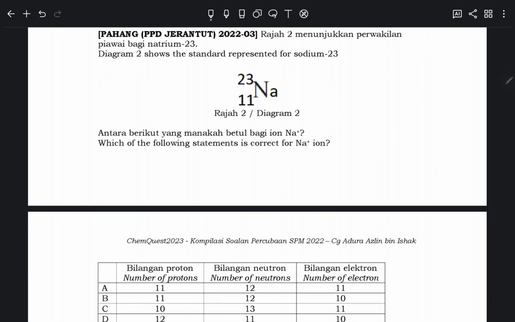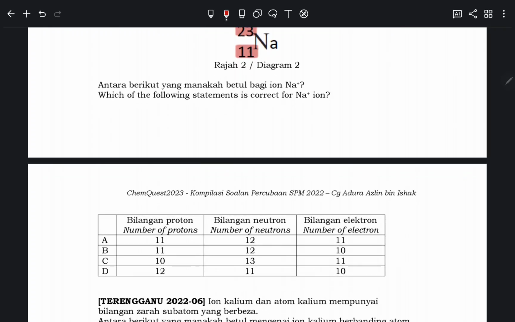Alright, now next question. Pahang PPD Jurantut, and they say standard representation for sodium 23. 23 is what? 23 is the nuclear number. 11 is what? 11 is the proton number. So they ask the number of protons. So obviously the number of protons is 11. So between A and B.